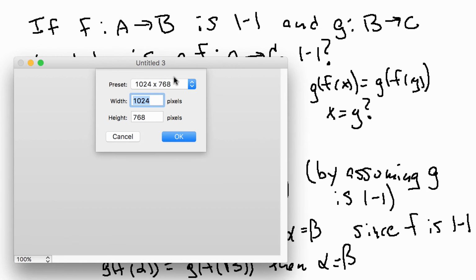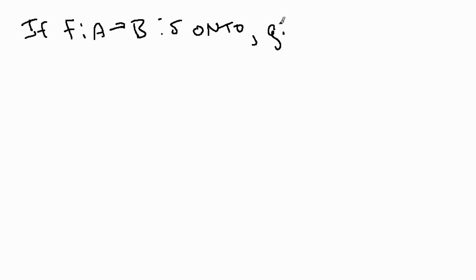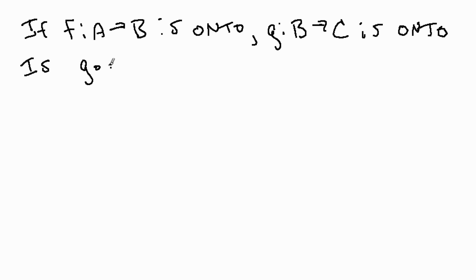One more thing to consider. If f maps A to B is onto, and g maps B to C is also onto, is g composed with f mapping A to C onto? And the answer is yes.